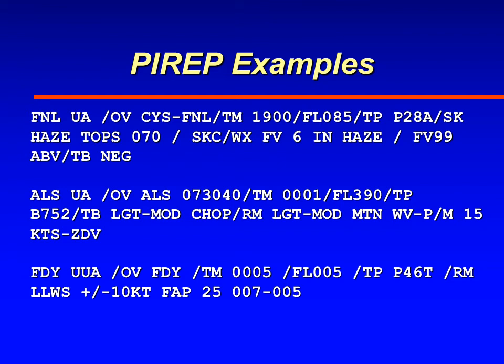The next one is over Alamosa, kind of to the east of Alamosa in Colorado, saying at flight level 390, 757-200 experienced light to moderate chop, and then light to moderate mountain wave, plus or minus 15 knots, reported by Denver Center. And then the third one over Findlay VOR in Ohio, an urgent pilot report at 500 feet. A Piper Meridian is reporting low level wind shear plus or minus 10 knots on final approach to runway 25, anywhere from 700 feet down to 500 feet during the descent.